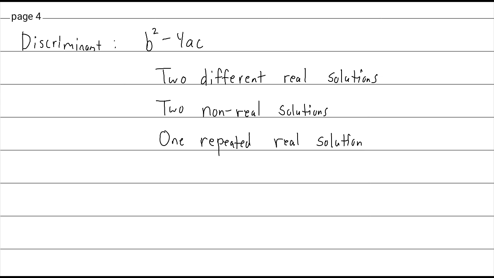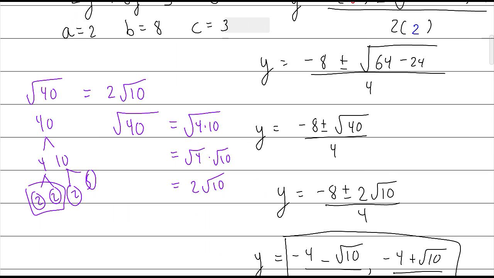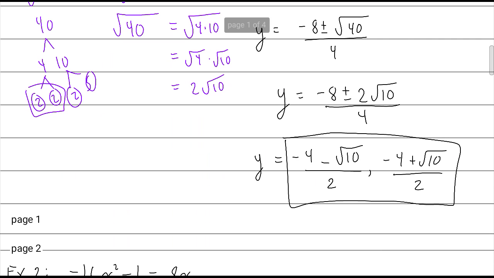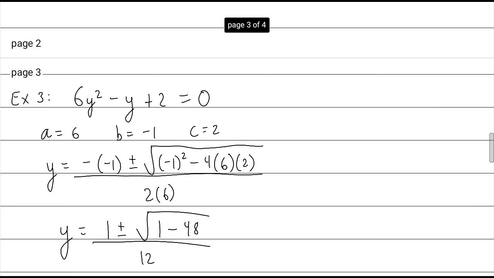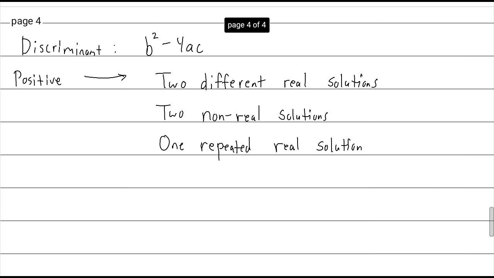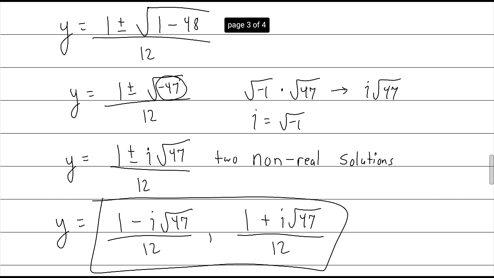If the discriminant comes out to be positive, you will end up with two different real solutions, right? Let's scroll up right here. Our discriminant ended up being positive 40. It was a positive number, and I ended up with two real ugly solutions. Okay, scrolling back down. If we ended up with a negative discriminant, we ended up with two non-real solutions. Again, look at the previous example. We ended up with negative 47 as the discriminant. We ended up with two non-real solutions.